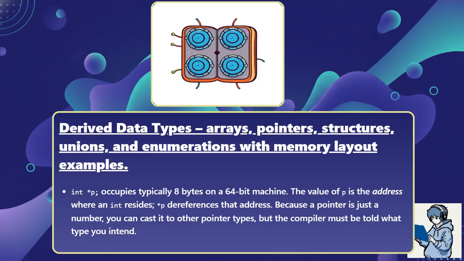int *p; occupies typically 8 bytes on a 64-bit machine. The value of p is the address where an int resides. *p dereferences that address. Because a pointer is just a number, you can cast it to other pointer types, but the compiler must be told what type you intend.